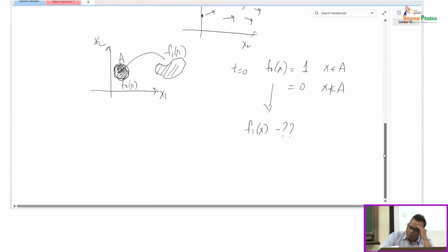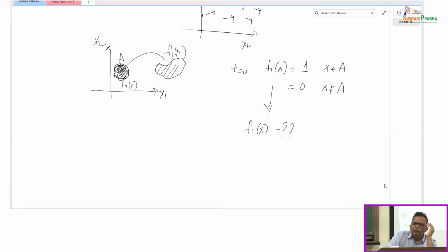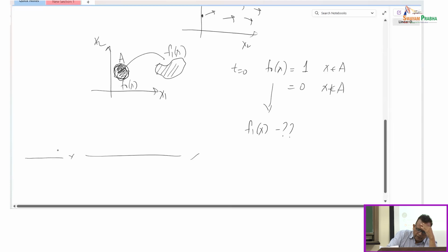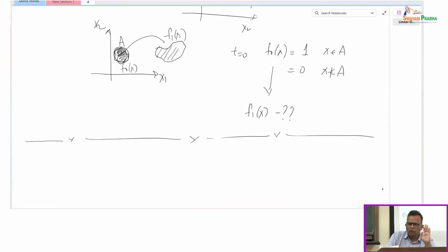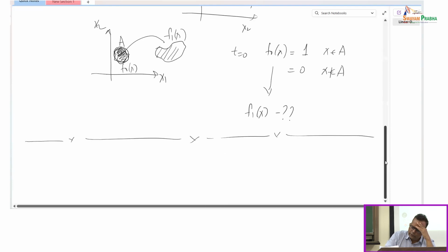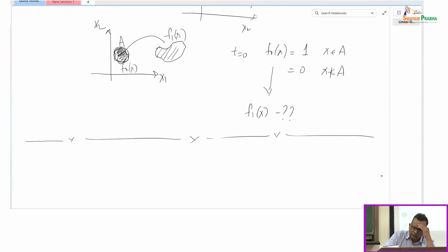I don't know how many of you are familiar with the logistic map. Have you heard of what is called the logistic map? No? Okay. If you just Google logistic map, you will see all sorts of things, but let me tell you very briefly without diverting. So what is the logistic map?